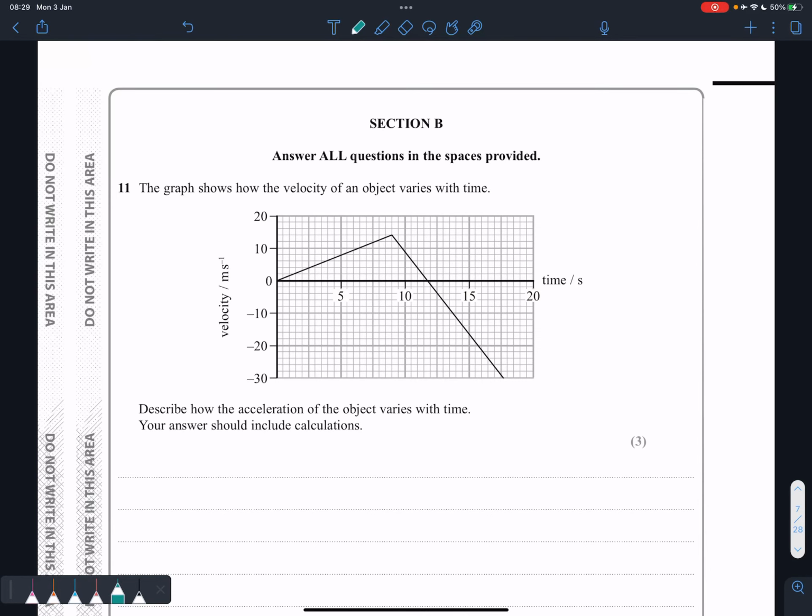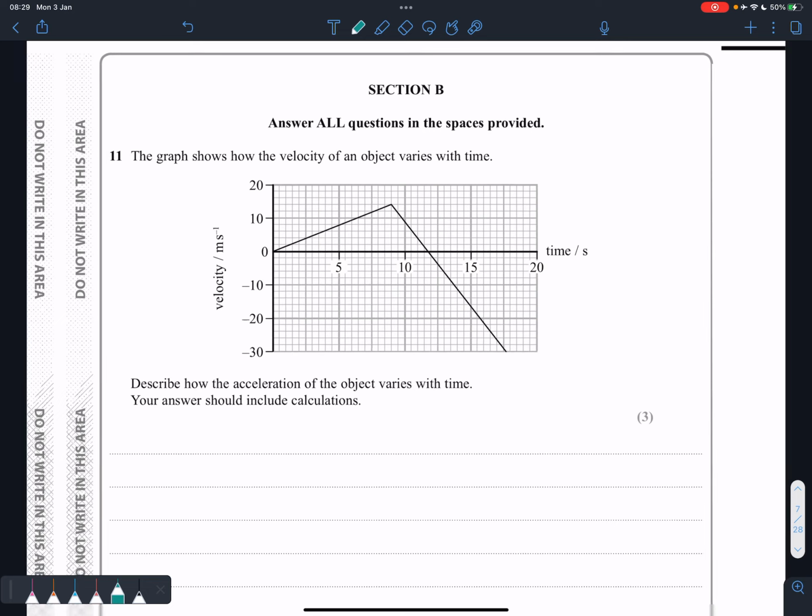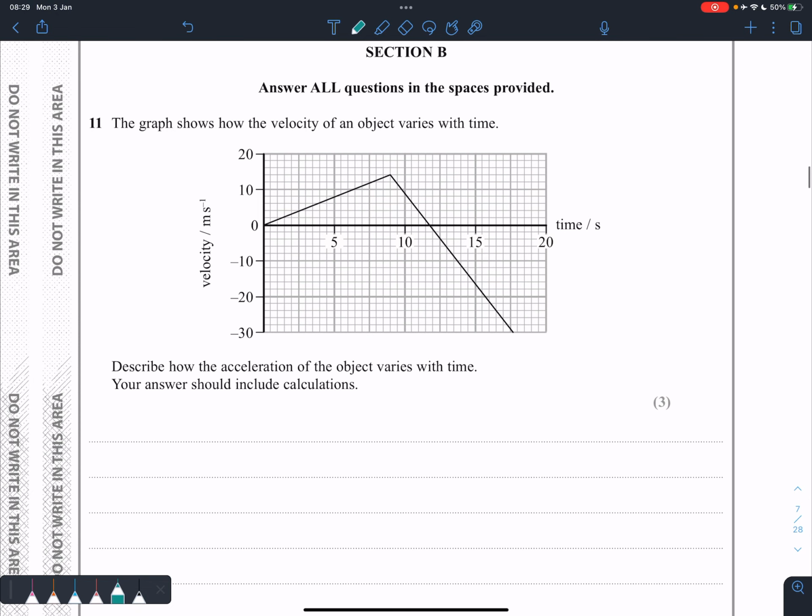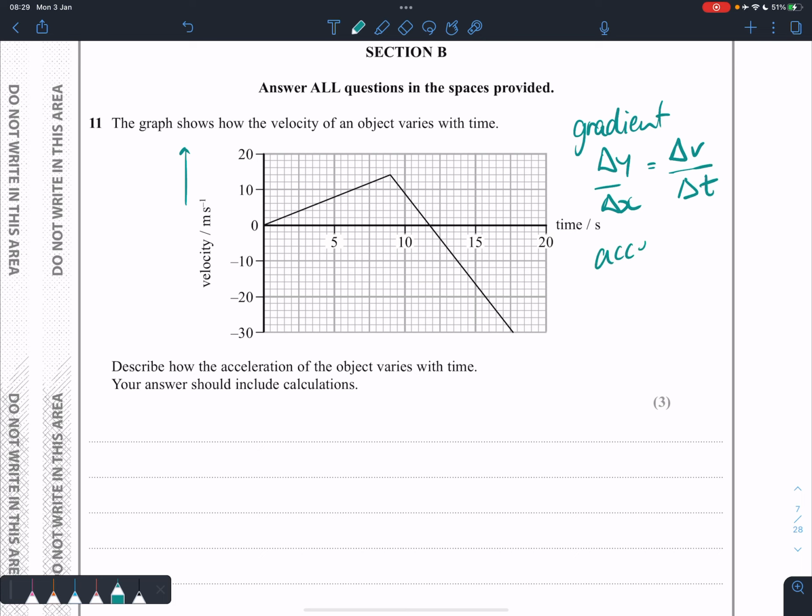Okay, so some hints about question 11, which is a velocity time graph. So the things to remember: in the velocity time graph, the gradient, which is delta y over delta x, in this case y is the velocity and x is the time. So delta v over delta t. You should know that the change in velocity over time is the acceleration.